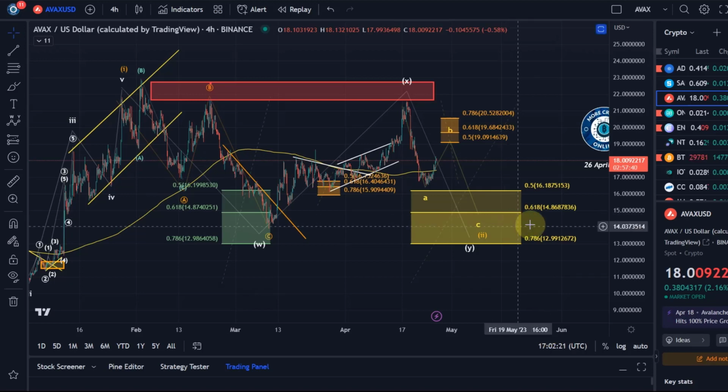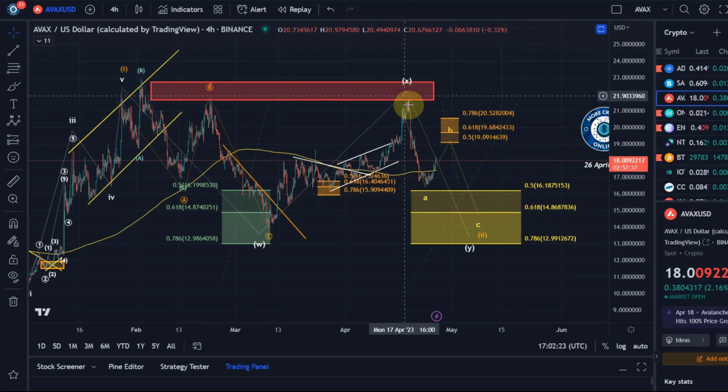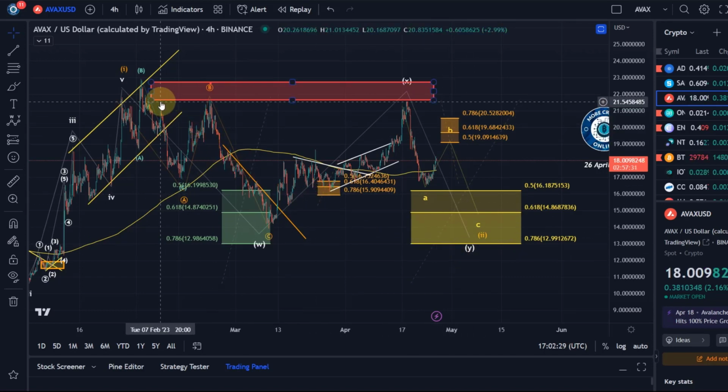I understand it's difficult. A WXY structure, just to explain it briefly, is a so-called double combination pattern in this case. It means that we have several ABC structures, several corrections connected to each other. Happens more and more in modern markets, and the wave W is an ABC, the wave X is an ABC, and the wave Y is an ABC.